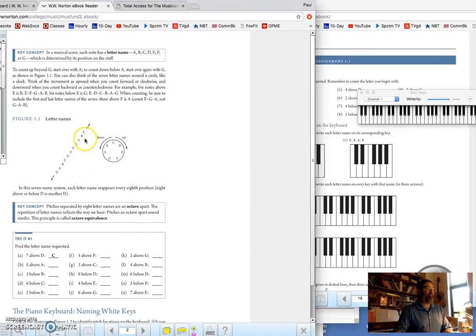If you just start with B and go 1, 2, 3, you get a G, right? If you go a sixth below a C, you'd start with C and count it as 1 and go 1, 2, 3, 4, 5, 6. You get to an E.